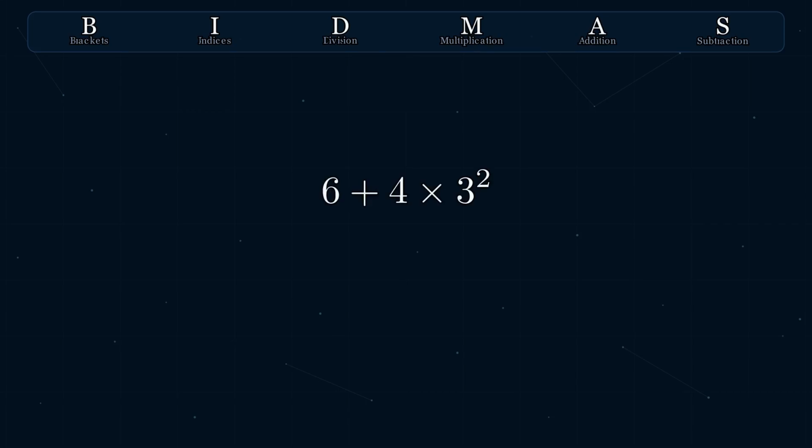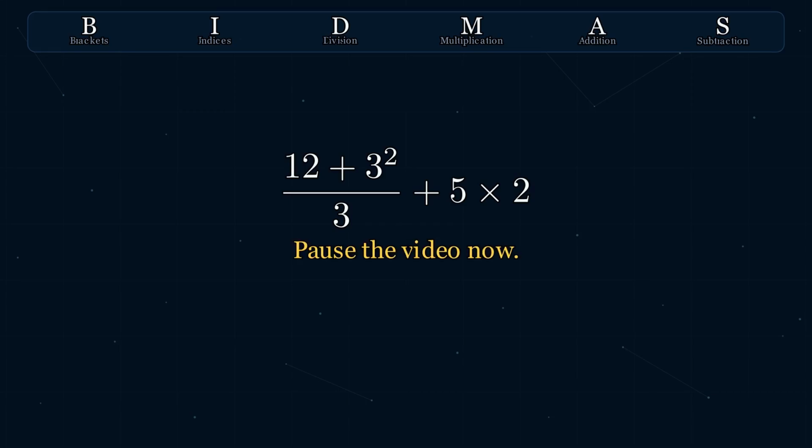Question 1. 6 plus 4 times 3 squared. Pause the video now. The answer is 42. Question 2. 12 plus 3 squared on the top, over 3, then plus 5 times 2. Pause the video now. The answer is 17.